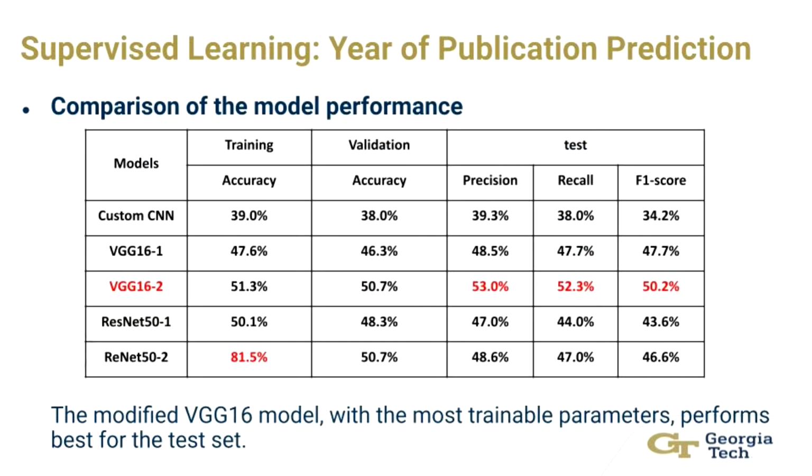We trained 5 different convolutional neural network models. We first trained our custom CNN, containing 6 convolutional layers and 3 fully connected layers. We then used 2 pre-trained models, VGG16 and ResNet50, and fine-tuned them with slight modification. Here is a comparison of the performance of these 5 models.